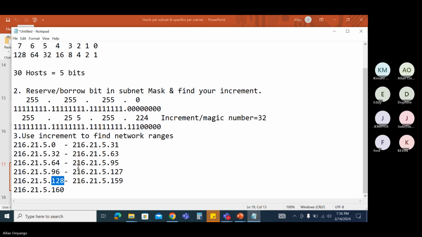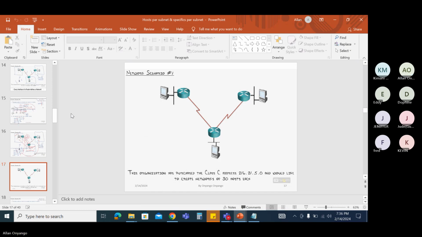128 plus 32 is 160. By the way, someone can be asking me, why did you put this 160 and we are not using it? Because the 160 there is the one that helps us to get 159. You see that? If you didn't have 160, you could not get 159. So we have ended up with the same ranges, which is still okay. Now, let us do something with a different range. Off to our second, third example now.